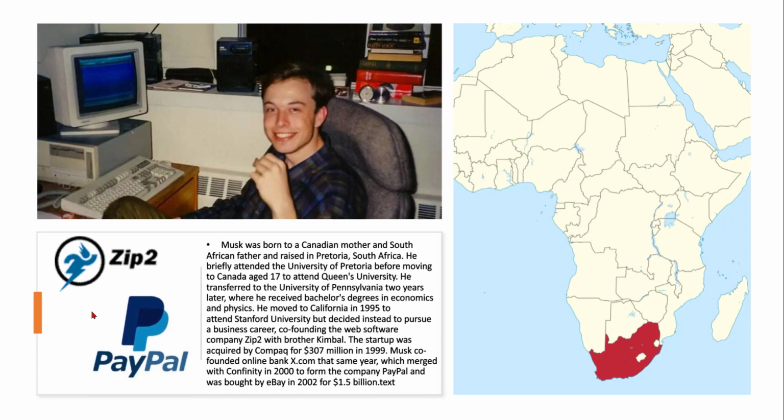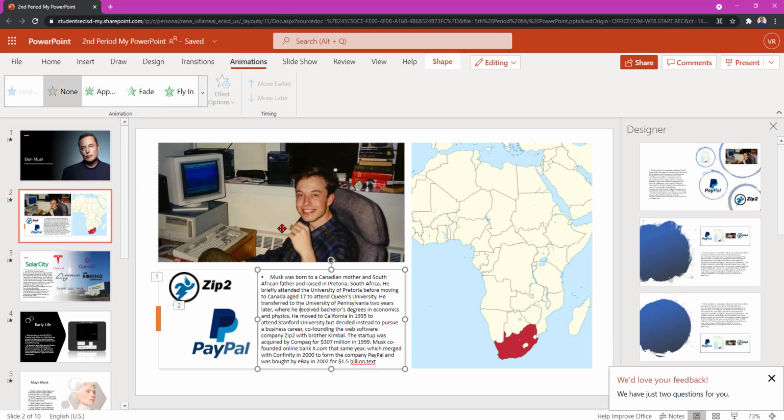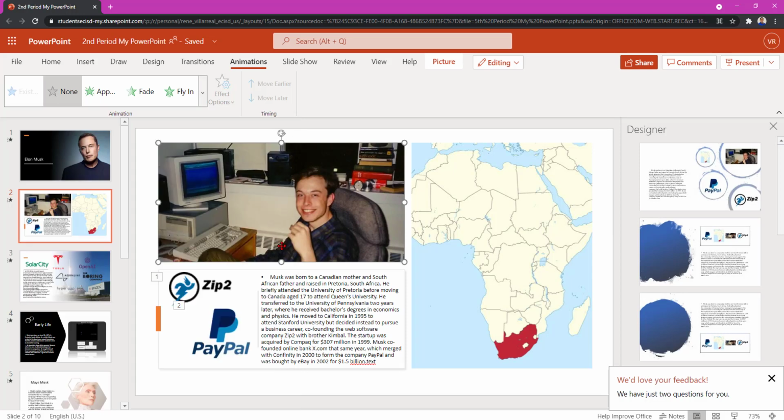Alright, so take advantage of that option and make sure that you add in an animation. Alright, go to animations and then just click on whatever you want, and you have all these options to choose from. Alright, so have some sort of animations as well.